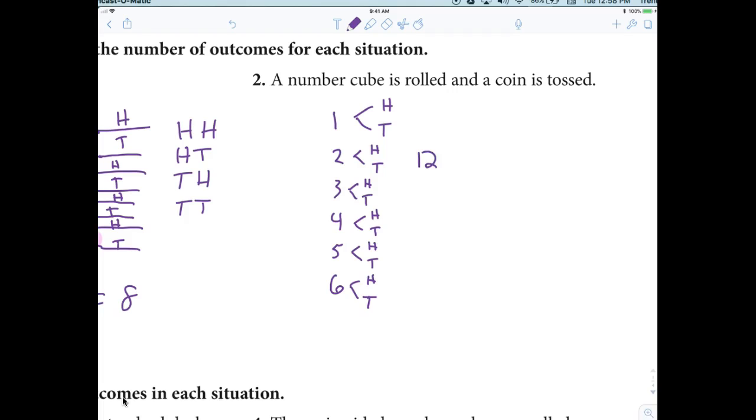There were 12 outcomes. All right? Or you could say, well, can you do 6 times 2? Thank you. And then I'll answer your question. So there are 12 possible outcomes.